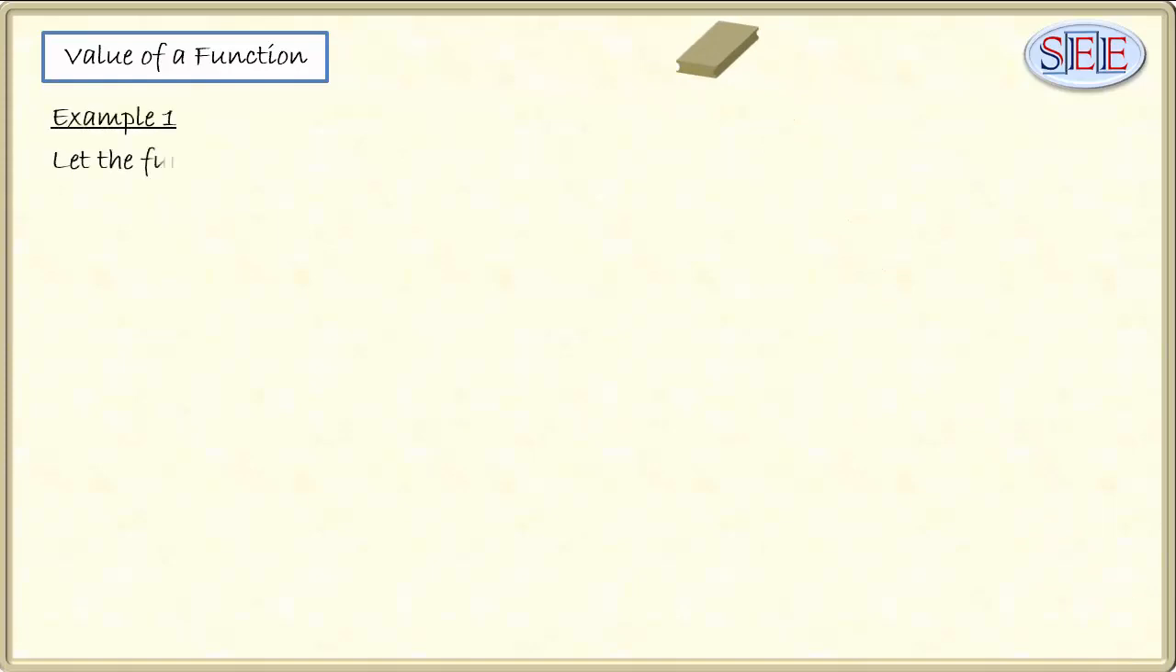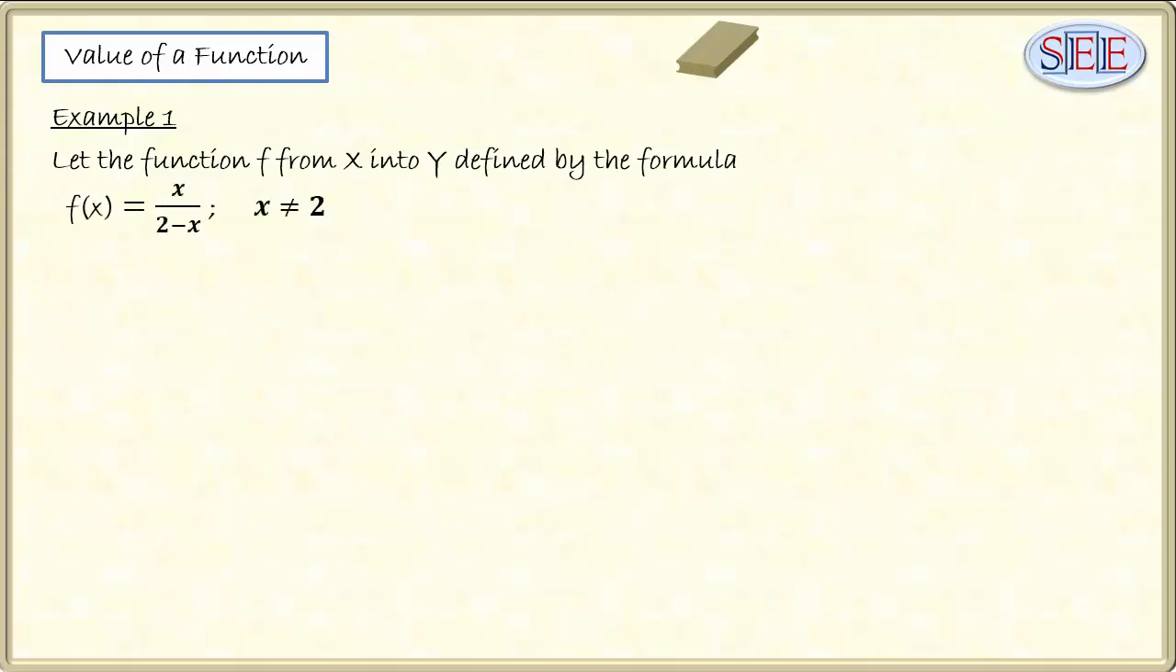Example 1. Let the function f from x into y be defined by the formula f of x equals x over 2 minus x, but x not equal to 2. The question asked here is to find a, f of 3, b, f of minus 16, and c, f of 2t. Solution to this problem. What we do first is to copy the formula for the function. The function is f of x equals x all over 2 minus x. This is the formula for the function.